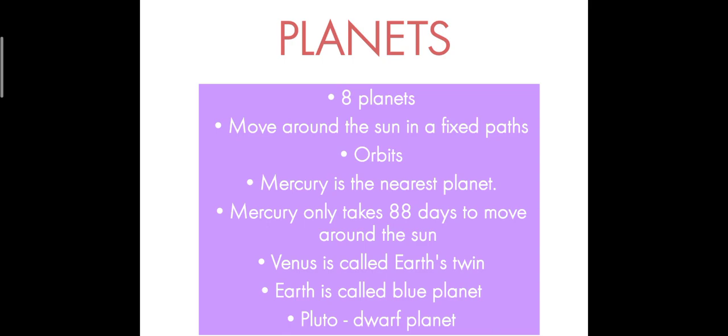Children, Venus is called Earth's twin. Why is it called Earth's twin? Because it just looks like Earth. That is why it is called Earth's twin. Now Earth is called a blue planet. Why is it called a blue planet? I think you will know it. We will see that in detail in the coming slides. As you were told, children, Pluto is not considered as a planet. It is a dwarf planet because the institutes have said that it is just a celestial body. So it cannot be considered as a planet.